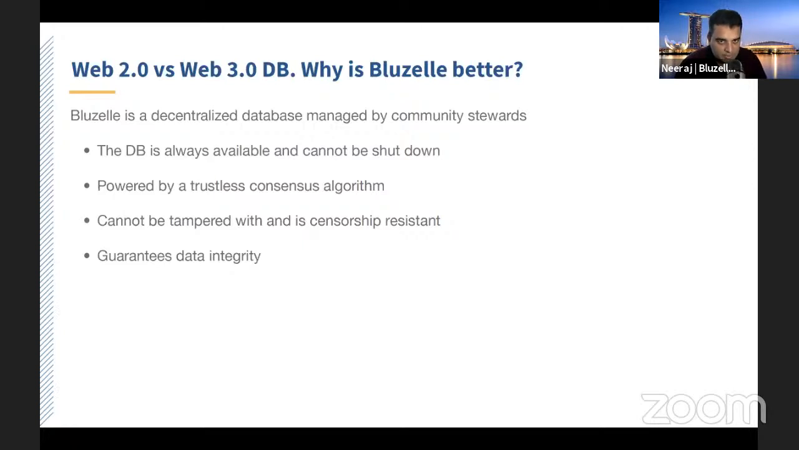So we are a decentralized database. And that's a pretty loaded term. What does that even mean? Why does it matter? A lot of people don't know that. And we're going to get into some of the obstacles, but let's get into why is it better?